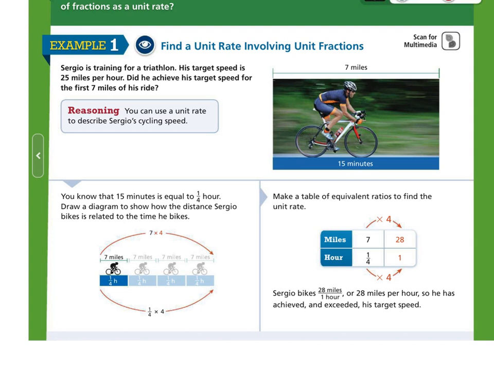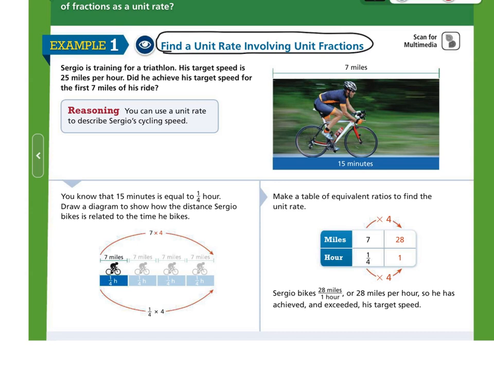Example 1, we are going to find a unit rate involving unit fractions. And you may remember from our first lesson in this topic that finding a unit rate is finding an amount out of one of the other unit. So we're also going to be using unit fractions, which shows us that we have a numerator of 1. So a unit rate and a unit fraction actually have a 1 in opposite positions. A unit rate has a 1 in the denominator of that ratio, and a unit fraction has a 1 in the numerator of that fraction.